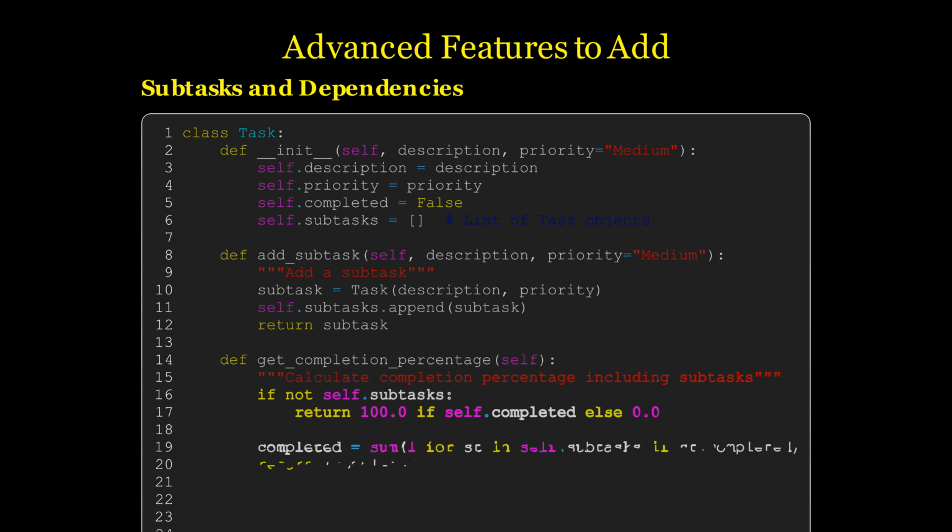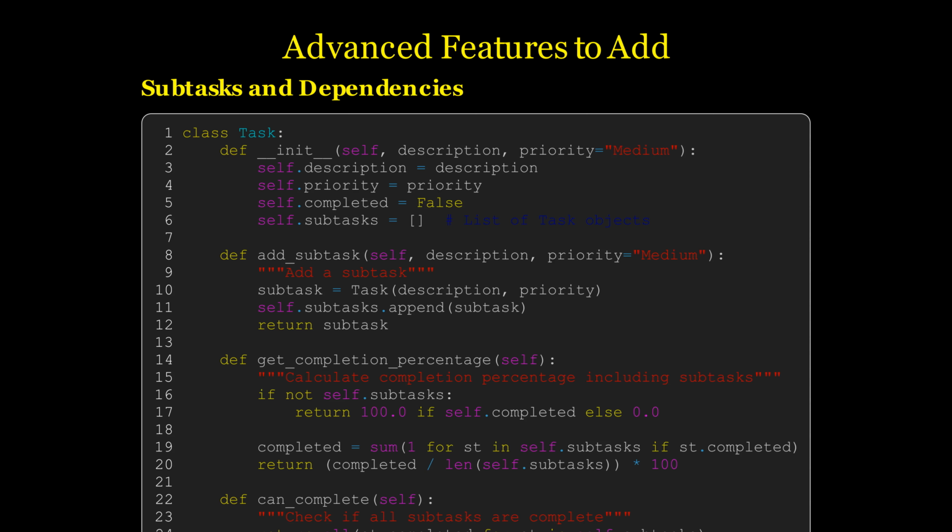Third extension: add subtasks and dependencies. Modify task to include a subtasks list containing other task objects. Add an add subtask method that creates and appends a new subtask. Add get completion percentage to calculate progress. If there are no subtasks, return 100 if complete, 0 if not.